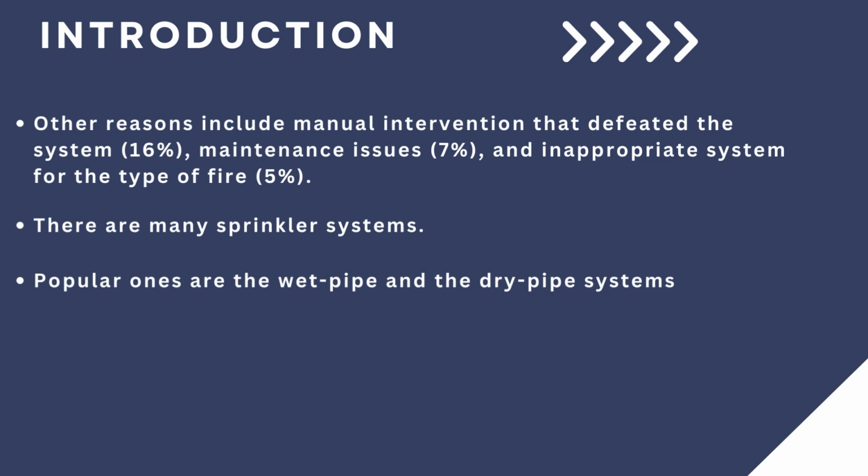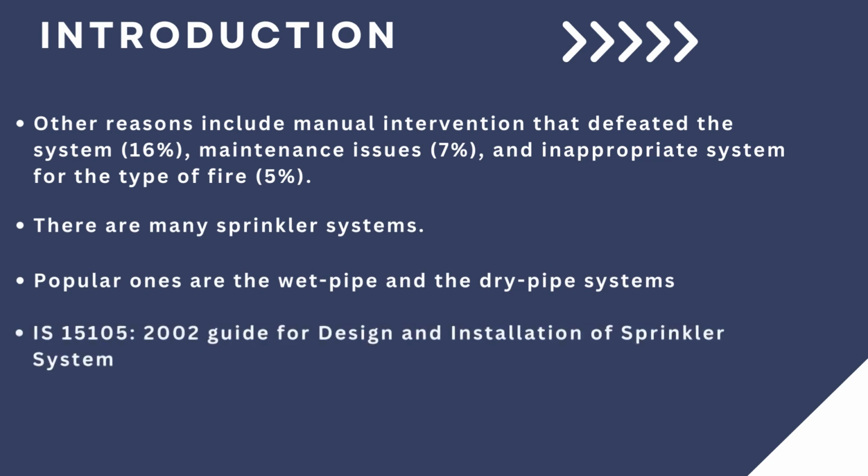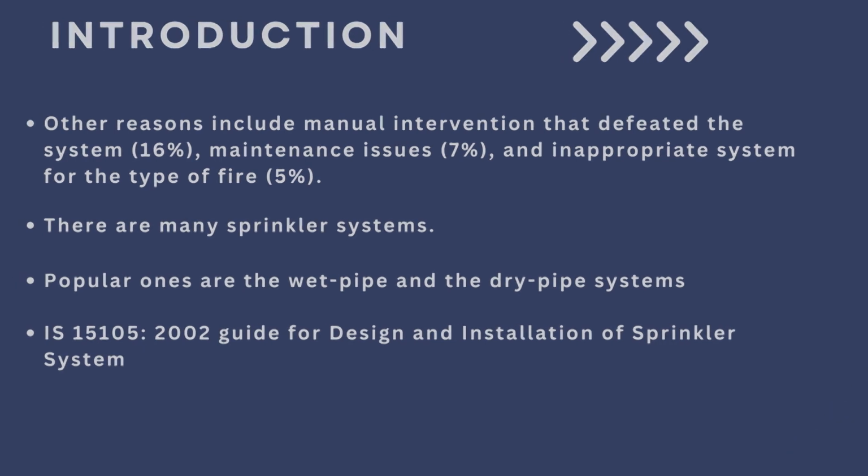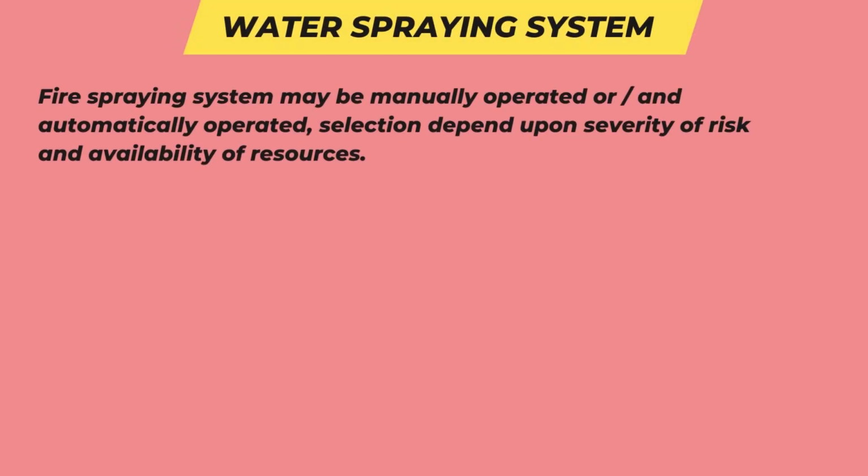There are many sprinkler systems. Popular ones are the wet pipe and dry pipe systems. IS 15105-2002 is the guide for design and installation of sprinkler systems. A water spraying system, or fire spraying system, may be manually operated or automatically operated. Selection depends upon severity of risk and availability of resources.